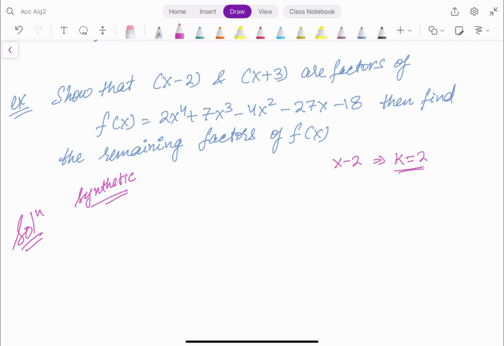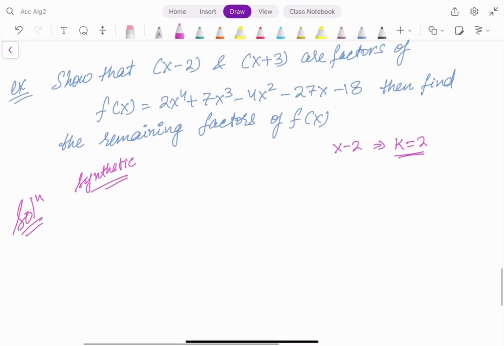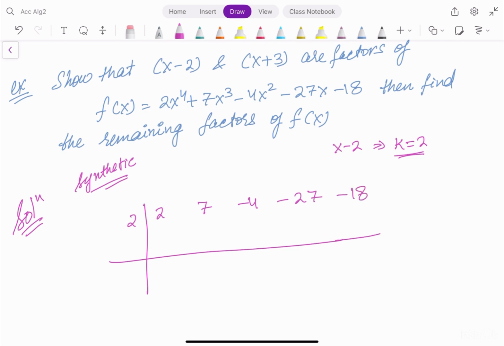So let's write down all the coefficients of the function, and k will stand outside in the L format. So the first step is to bring the first coefficient down, do diagonal multiplication and vertical addition. Keep this in mind for synthetic division: diagonal multiplication, vertical addition. If I keep on following this, I am getting remainder as 0.